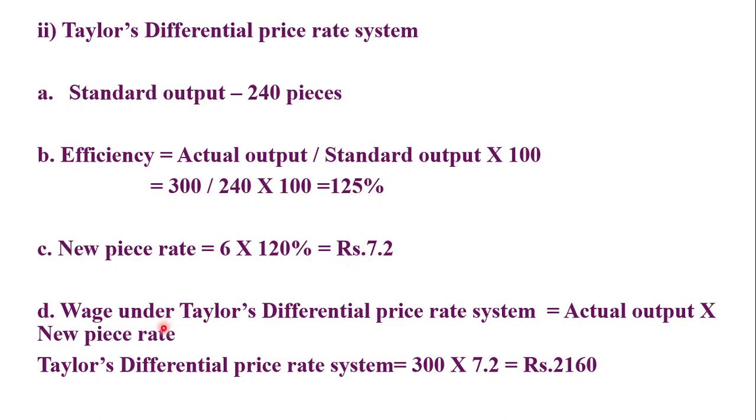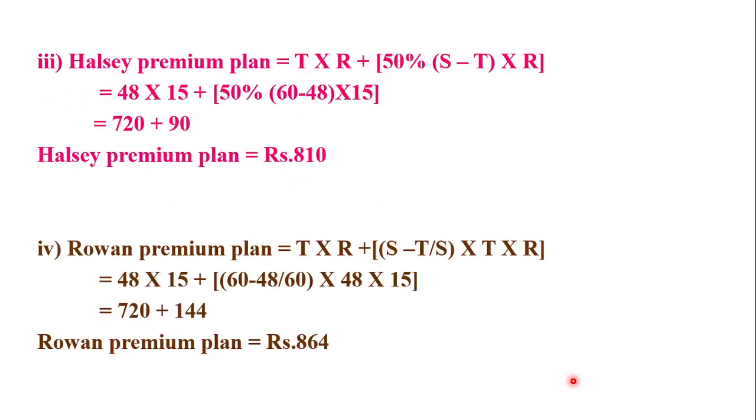Then wages we have to calculate under Taylor's differential price rate system. The formula is actual output into new piece rate. Actual output is 300, new piece rate is 7.2. So, wages under Taylor's differential price rate system is rupees 2160.